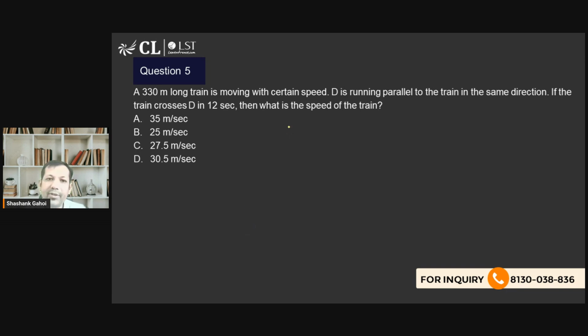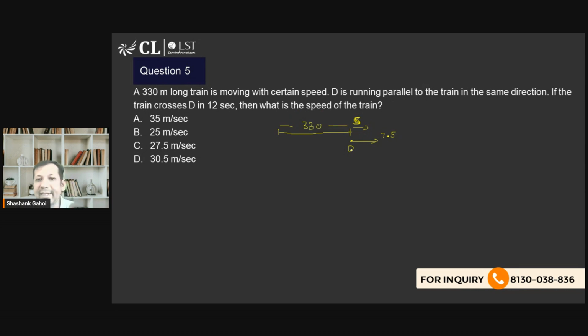If you are comfortable with relative speed, we can do it with relative speed. I would prefer not doing this question with relative speed. I can solve it with simple speed, distance is equal to speed into time. Okay. So, I am going to start like this. This is the train. The train is moving with a speed of s. D is moving with a speed of 7.5. So the train, it is not 5, it is s. The train crosses D in 12 seconds. And the length of the train is 330.